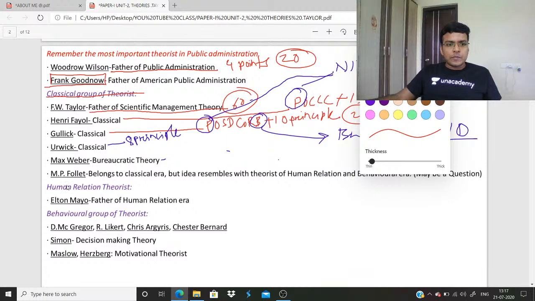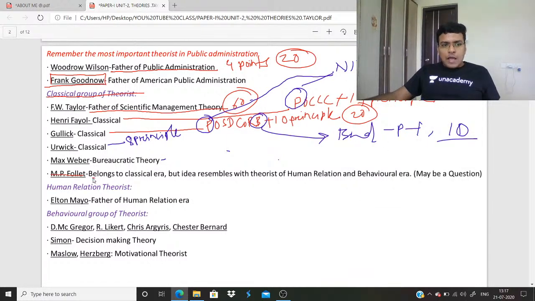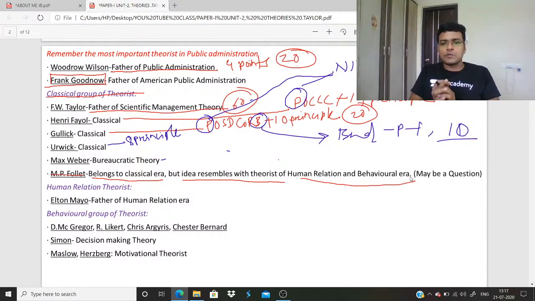So now MP Follett. Listen, this is a question. MP Follett belongs to the classical era, but her ideas resembled the theorists of the human relation and behavioral era. So the classical era theorists, Taylor, Fayol, Gulick, Urwick, Max Weber, have certain principles. They are mechanistic in their approach. They are rigid. They focus on monetary motivation. They consider human beings in the organization as a cog in the wheel. They never give due importance to human behavior or informal relations in the organization. Clear? They focus on a centralized approach, top-down approach, non-participation, non-democratic. So these are the characteristics of the classical era.